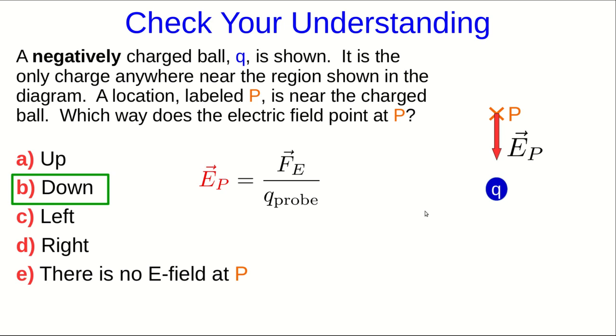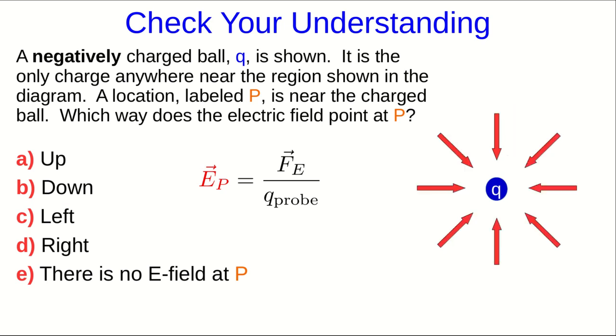Note that there's nothing special about this point P. If we repeated this process for other points near this charge Q, we would always find that the forces on our positive probe charges would be towards the charge Q, and so the field must point in towards this negative charge everywhere. And that's going to be true for any negative charge.